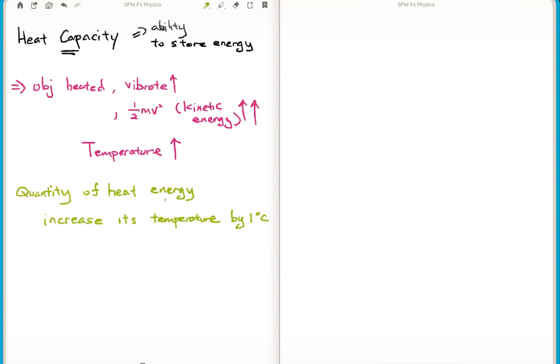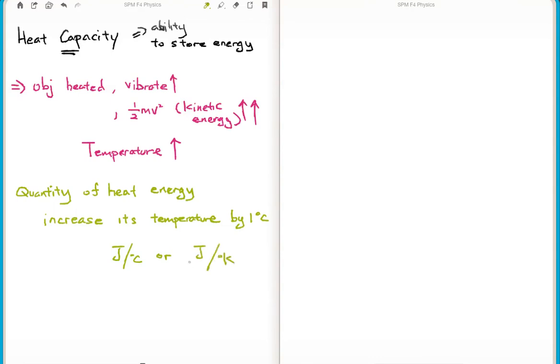The unit quantity of heat by 1 degree, so therefore the unit would be J per degree C, or J per degree K.